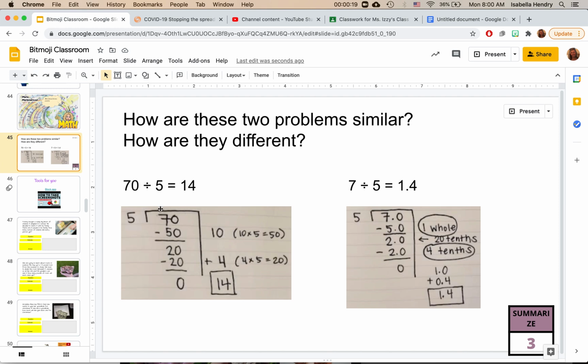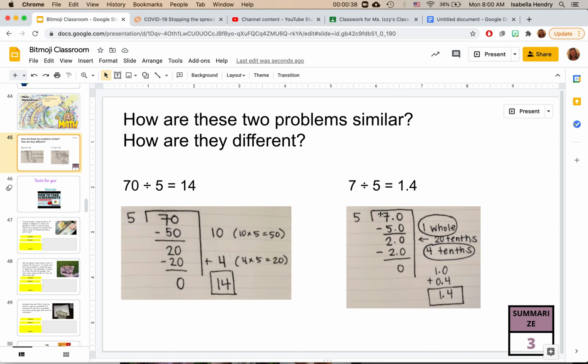Okay, so our question is, how are these two problems similar and how are they different? So this student divided 70 by 5 and their answer was 14 because they first did 5 times 10 was 50, so they took out 5 groups of 10. Then they took out 5 groups of 4, so they had 14 in each group.